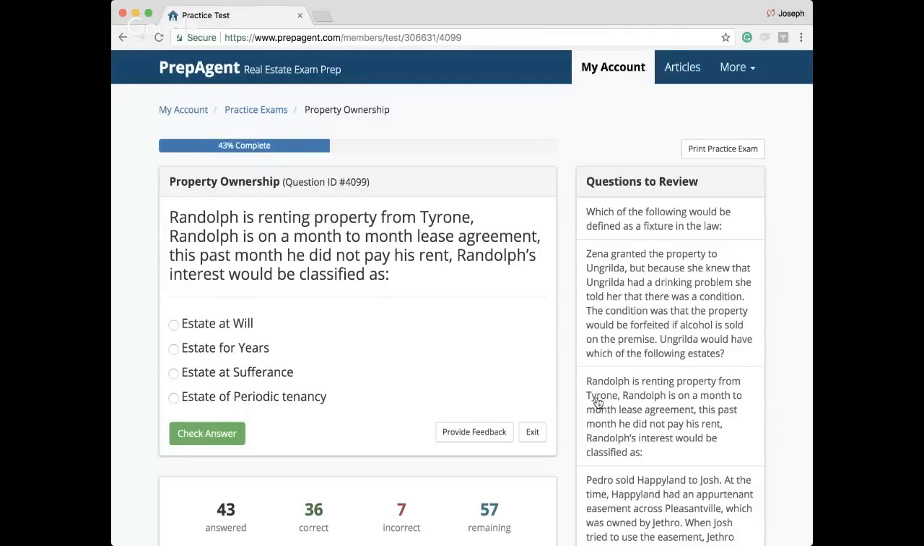Randolph is renting property from Tyrone. Randolph is on a month-to-month lease agreement. This past month, he did not pay his rent. Randolph's interest would be classified as estate at will, estate for years, estate at sufferance, estate of periodic tenancy. What do you guys think?